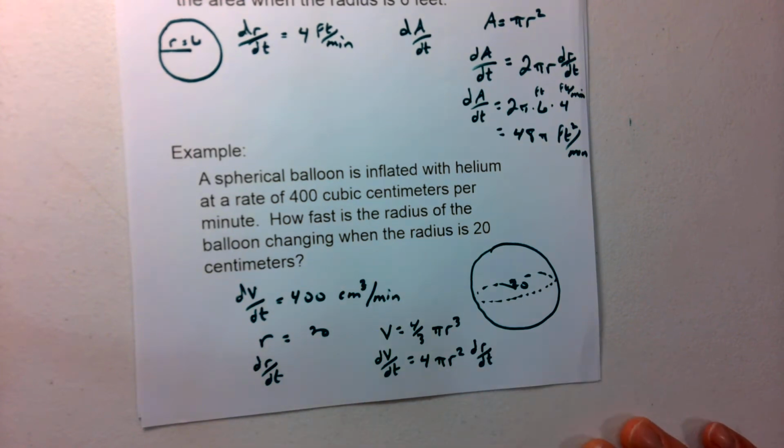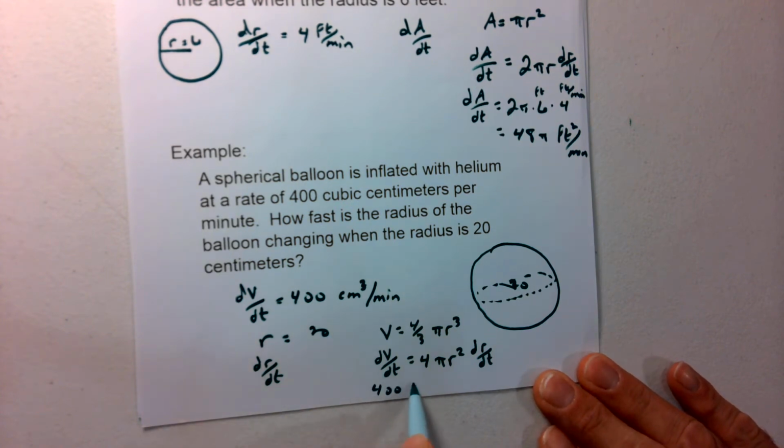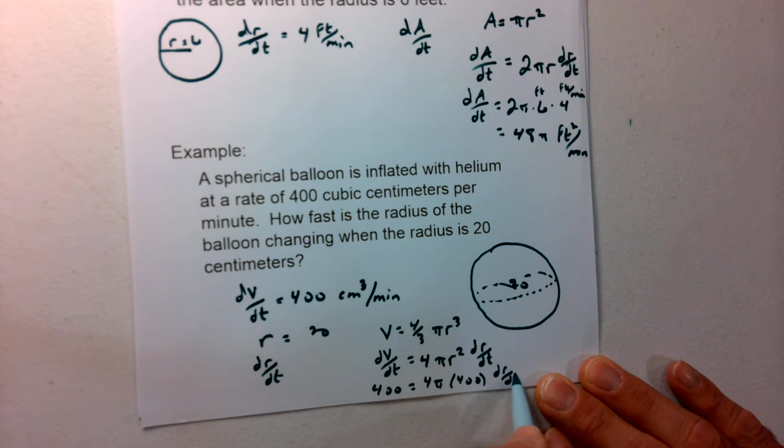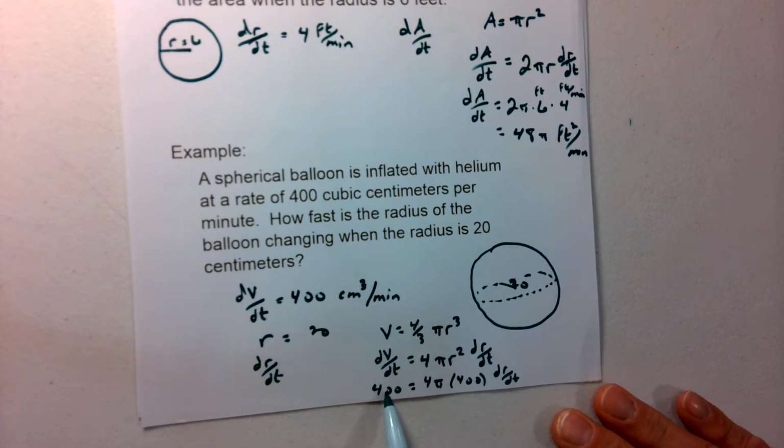dt. Now we can go ahead and plug in what we know. We know dV/dt is 400. We have our 4 pi. Our radius is 20, so 20 squared gives us 400, and then dr/dt. Go ahead and solve for dr/dt. We can divide the 400 over, that gives us 1, then divide by 4 pi.